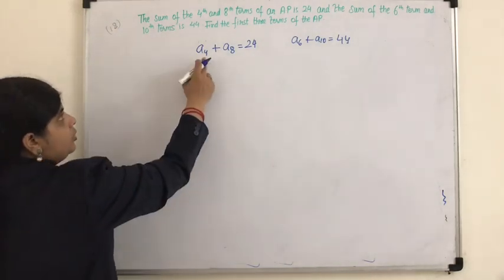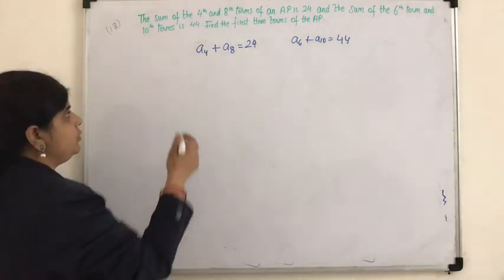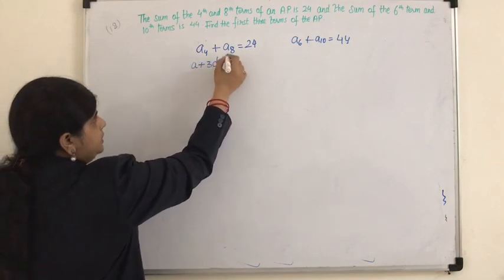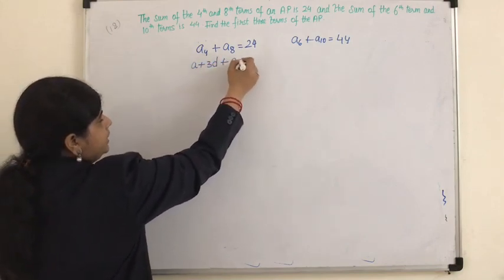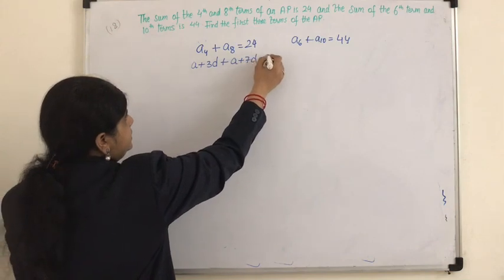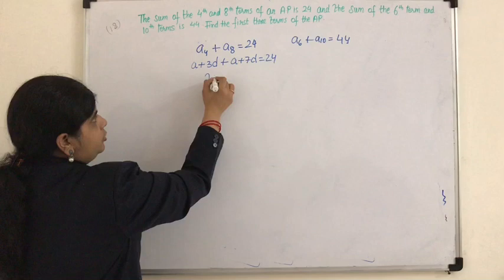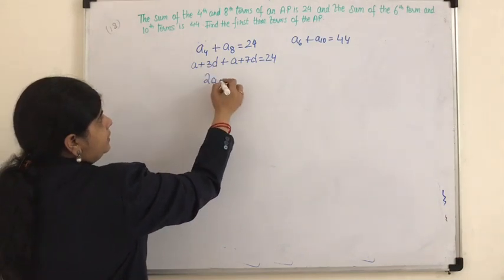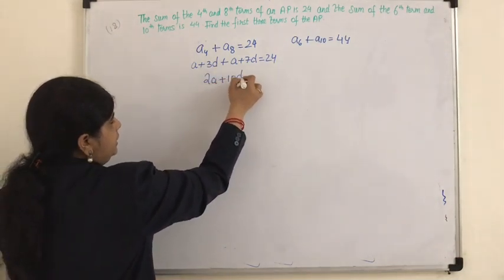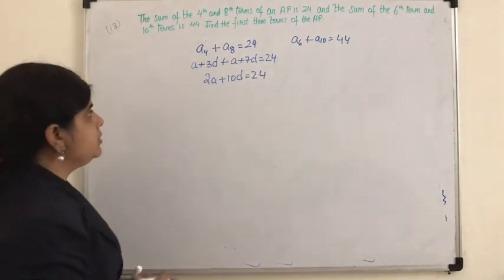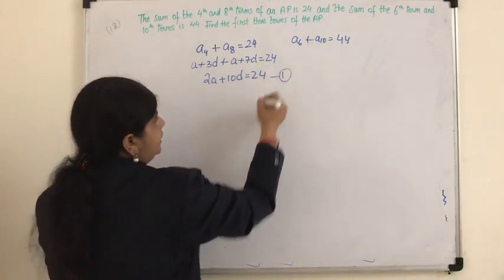So what is A4? A4 you know that very well. A4 can be written as A plus 3D, plus A8 means A plus 7D, is your 24. A plus A will give you 2A. 3 plus 7 will give you 10D, is equal to 24. Right? So we can call it equation number 1.